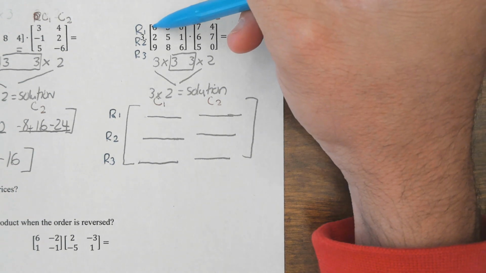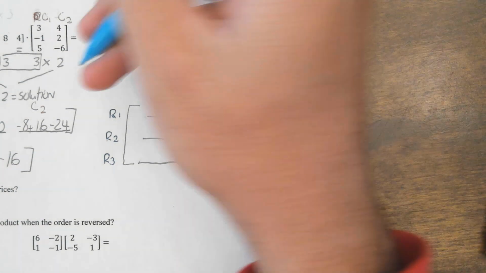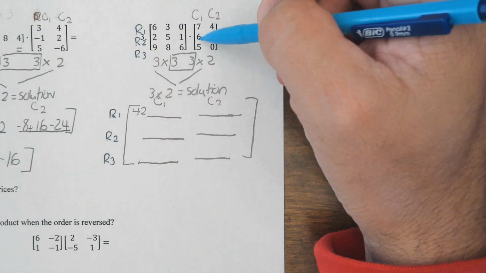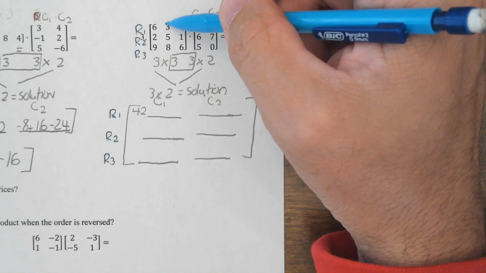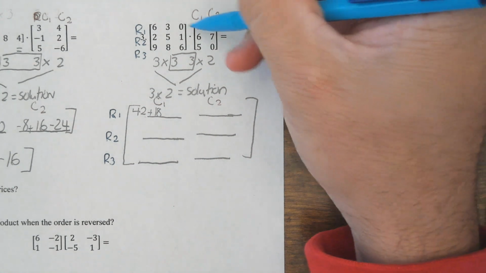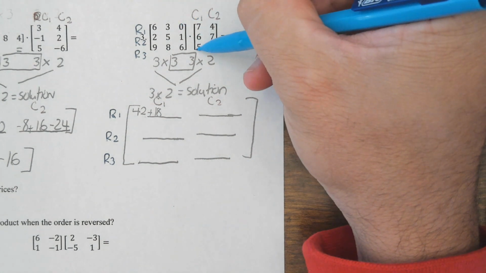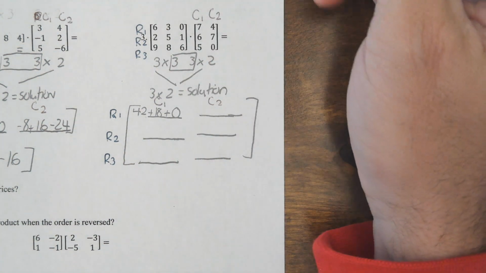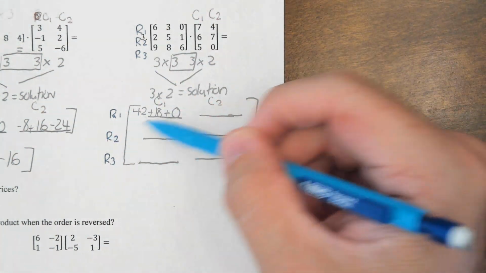So in order here, 6 times 7, which is 42. 3 times 6. Remember, I'm doing row 1 times column 1. 3 times 6, 18. And then 0 times 5, so plus 0. Okay?